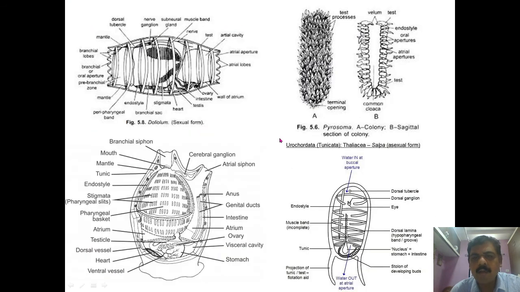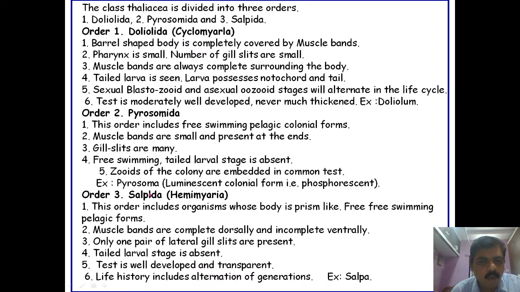The second one is Pyrosomida, and generally these are pelagic forms and live in a colony. We can observe this is a Pyrosoma colony, and this is a single Pyrosoma. They generally live in a colony. The muscle bands are small and present at the ends. Gill slits are many, and the free-swimming tailed larval stage is absent. The zooids of the colony are embedded in the common test. Example is Pyrosoma. It is phosphorescent or bioluminescent, a luminescent colonial form producing the light.